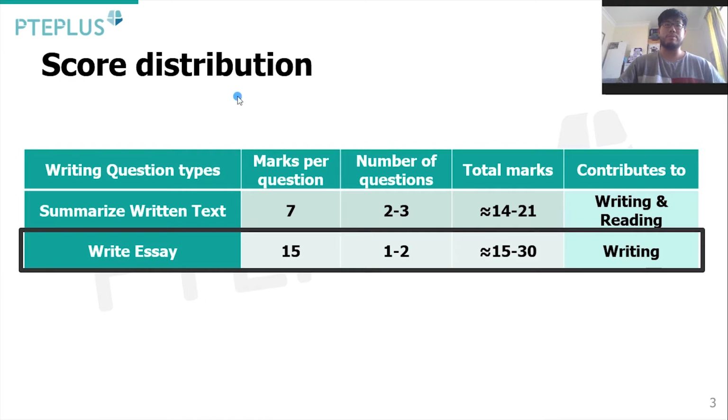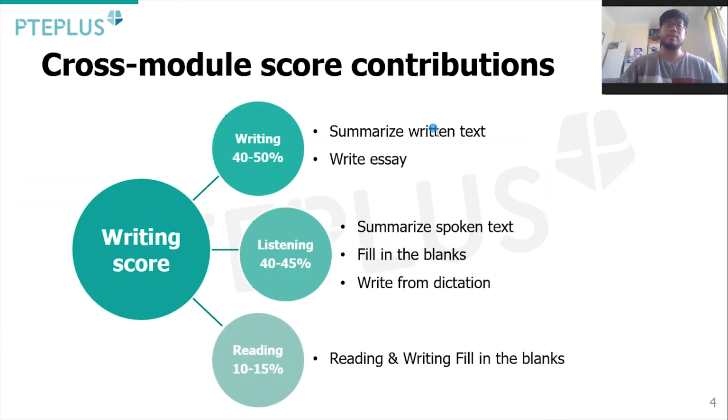In terms of score distribution, we can see that write essay questions are worth 15 marks per question, and there are between 1 to 2 questions depending on what the test decides to generate for you. So it can vary, meaning that the total marks can vary between 15 to 30. It's important to note here that the write essay question type only contributes to your writing score and not any other cross-module contributions. Talking about cross-module contributions, let's have a look at where our writing score comes from.